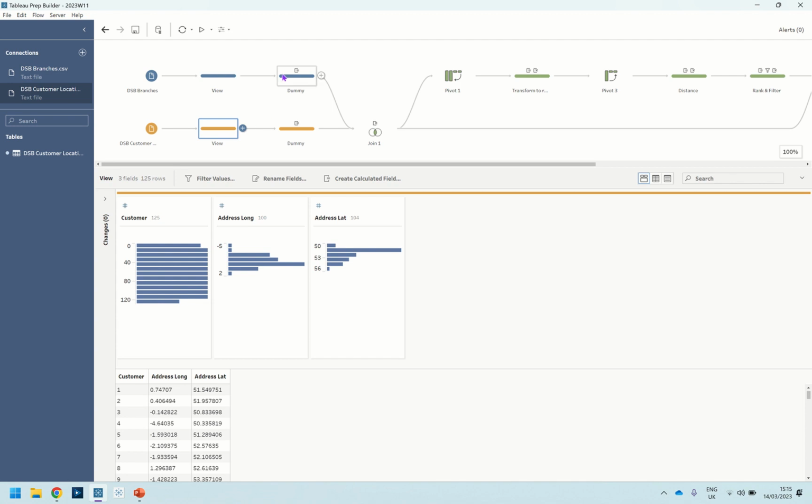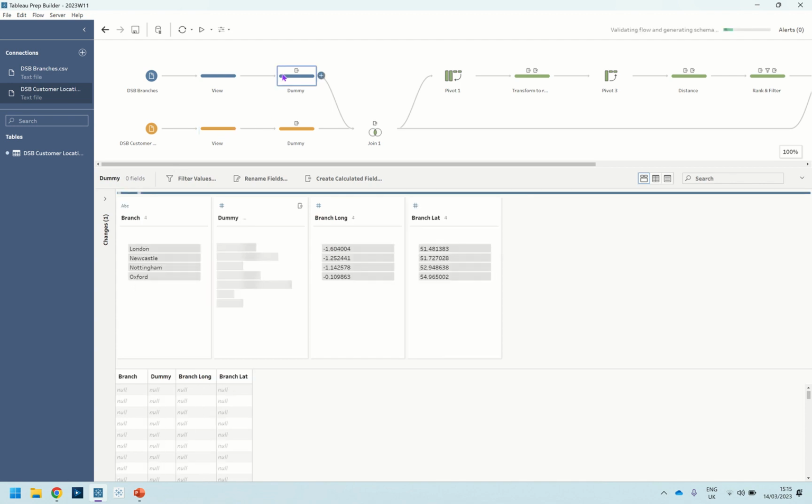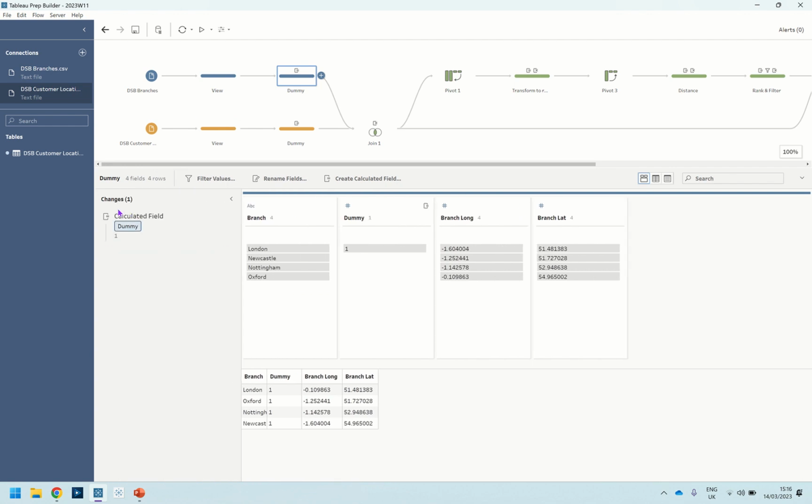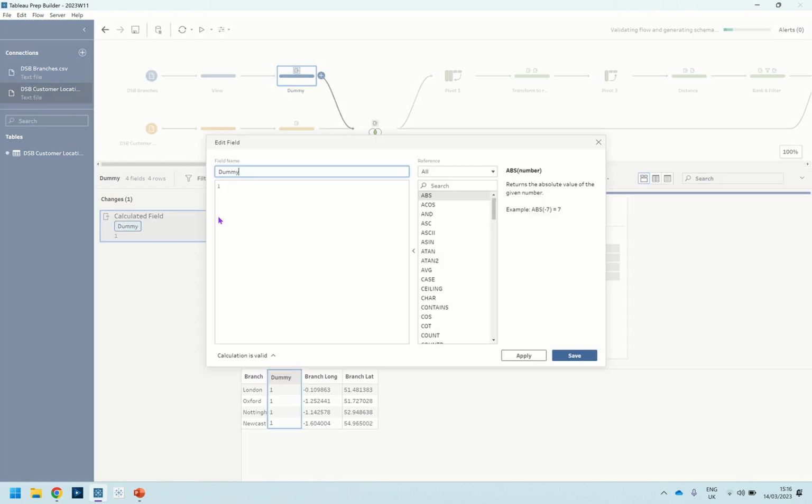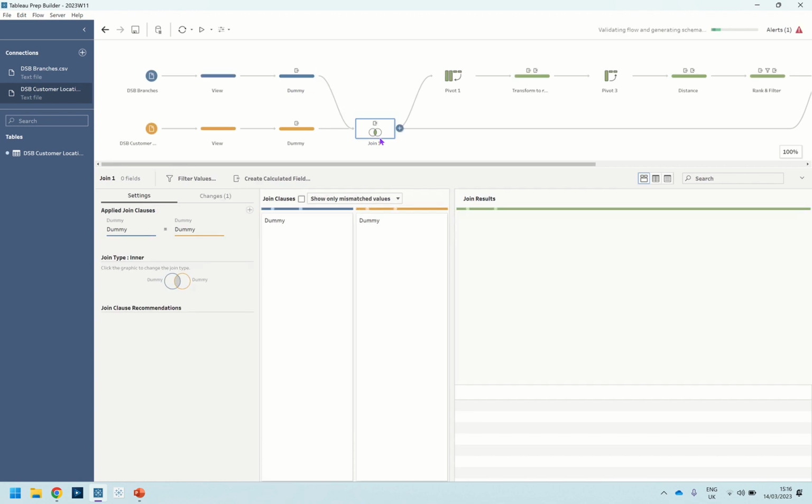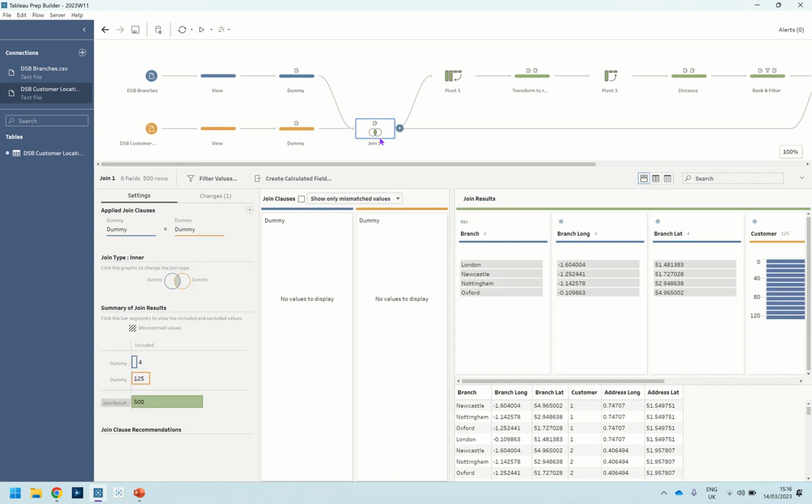Okay, so we're going to use a dummy field in order to do that data appending. In our dummy field, we literally just create a calculated field and we call it dummy, and we just have the number 1 in there. Then when we join those two together, each customer gets 1 row for each branch that is in the data. So our 125 rows of customers become 500 rows of customers.